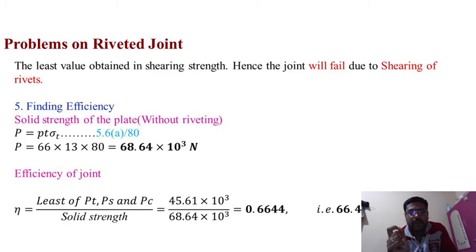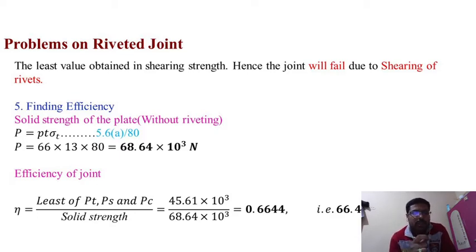From the data handbook, write down the strength of the solid plate. Then P value is equal to 66. Rivet pitch is 66 into thickness 13 mm into sigma t is 80, which is equal to 68.64 into 10 raised to power 3 Newtons. This is the solid strength of the plate without riveting.